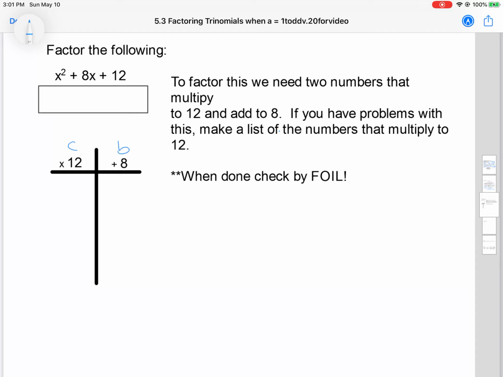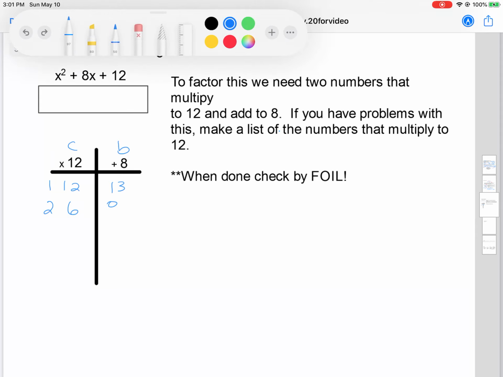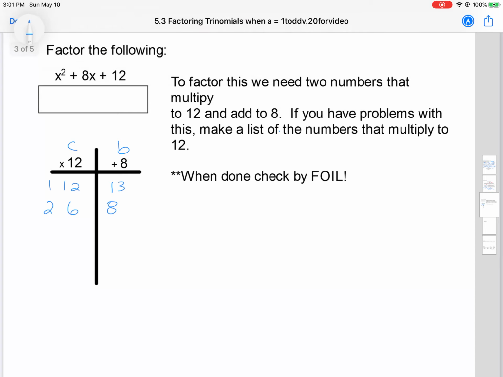Okay, so again, if you're not sure, if you don't know your multiplication tables well, then make this T-chart and start at the beginning. 1 times 12 adds to 13. That doesn't work. 2 times 6 adds to 8. That's a terrible 8, sorry. Okay, so then there we go. There we are at the number that we need.